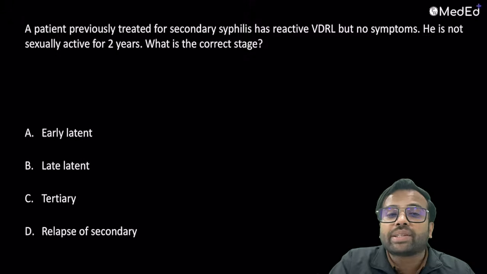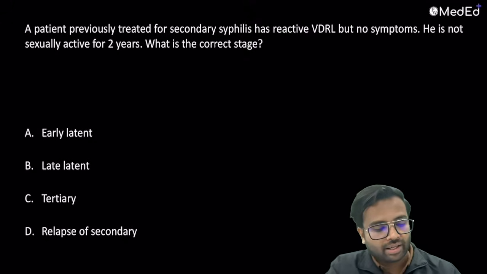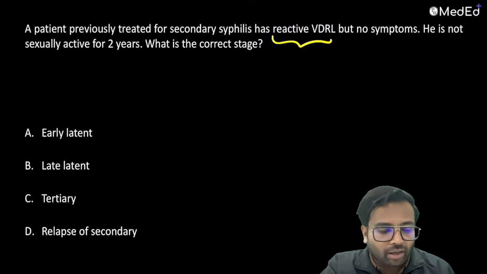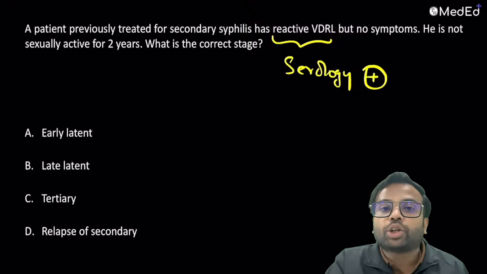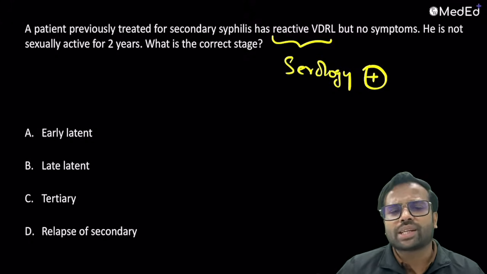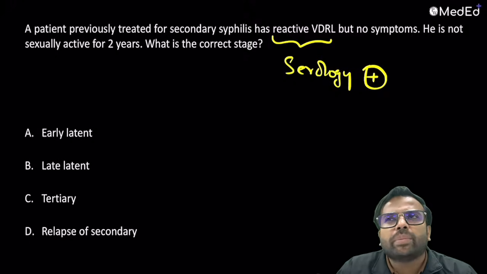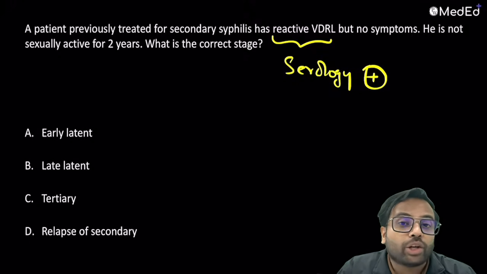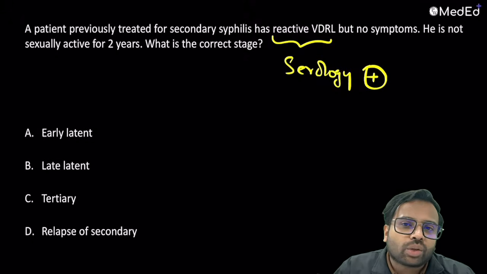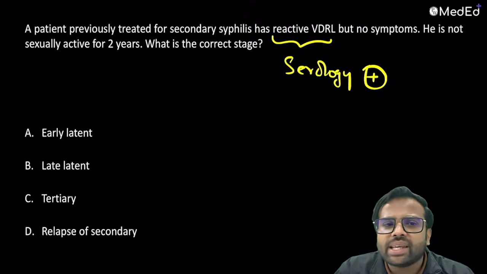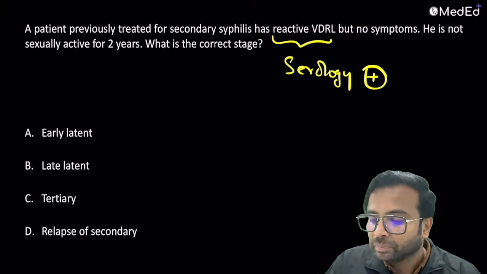A patient previously treated for secondary syphilis has a reactive VDRL. So here, reactive VDRL means it is going to be serologically positive, but no symptoms, and he is not sexually active for the last 2 years, which means that this can be something which is present for more than 2 years, right? VDRL may be positive for more than 2 years now. But there is no symptoms as well. Is he in the early latent stage or late latent stage? Anyone? What is the answer?